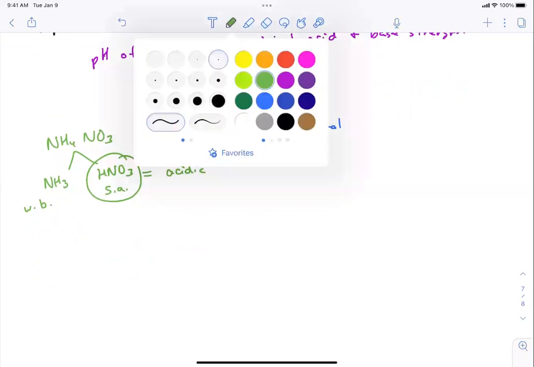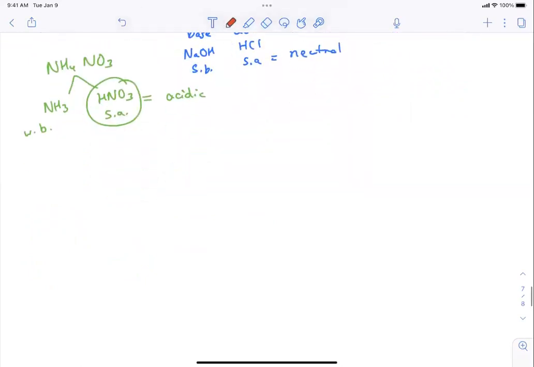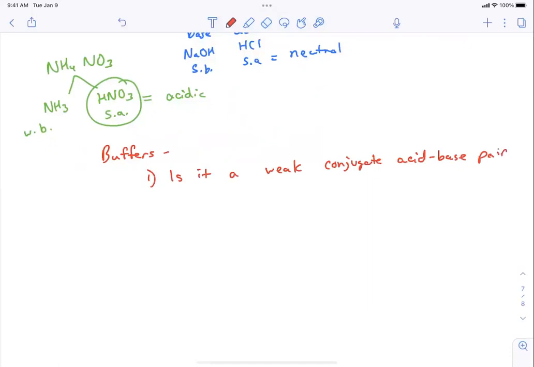Buffers. Okay, I know that word kind of strikes fear in your hearts already. Here's what you should think about when you're trying to determine whether something's a buffer or not. One: is it a weak conjugate acid-base pair? Because if it is, then you already know it's a buffer.